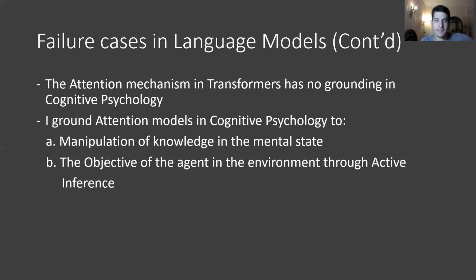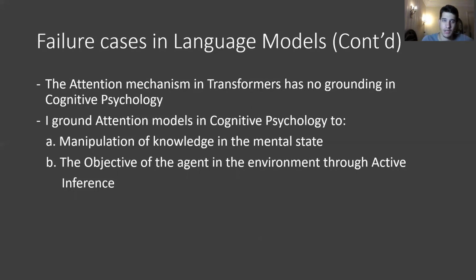Next, the objective of the agent in the environment through active inference. Basically, let's assume our agent is trying to cross the street. So it's trying to change its external state, which means it's moving through the environment. It has to filter, acting on the external state and acting on any other states.